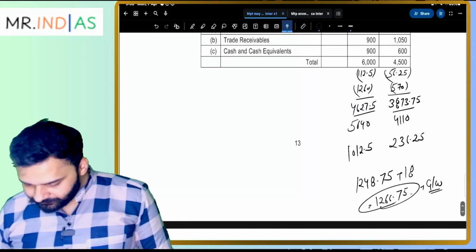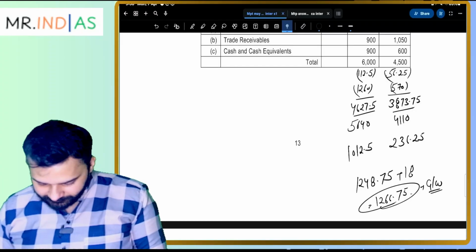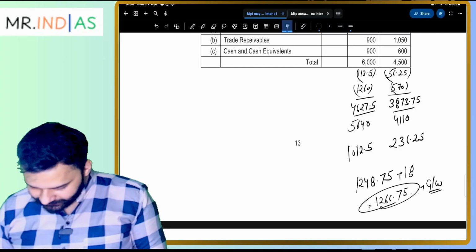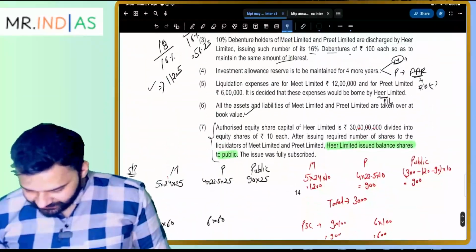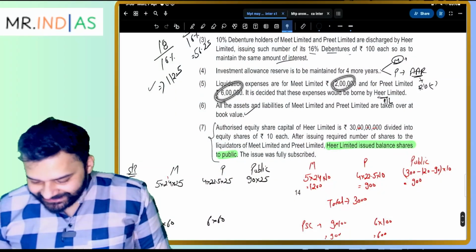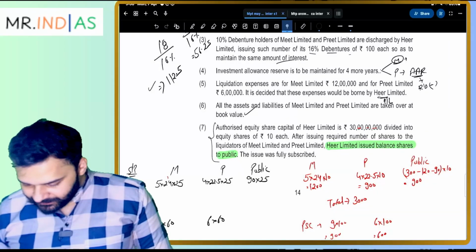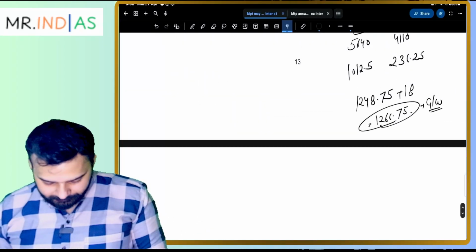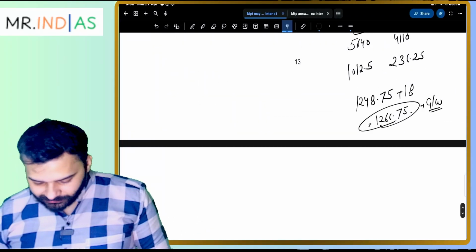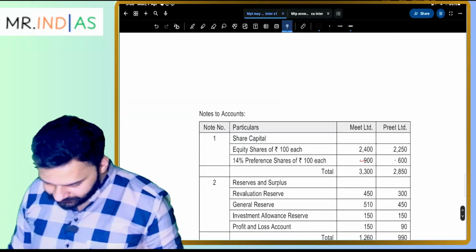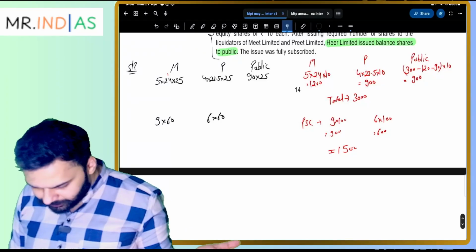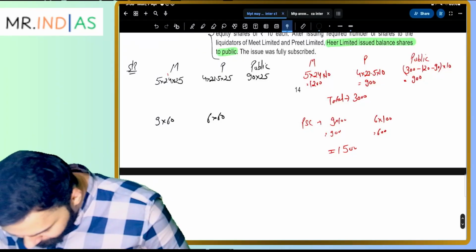Total it and you will get 1012.5 plus 236.25, 1248.75, plus you paid 18 lakh. You paid 12 plus 6, 18 lakh as liquidation expense for purchase. It is goodwill plus 18. So goodwill would be 1266.75 in your balance sheet, and that's it. The rest, the question is easy. I hope you can do it.